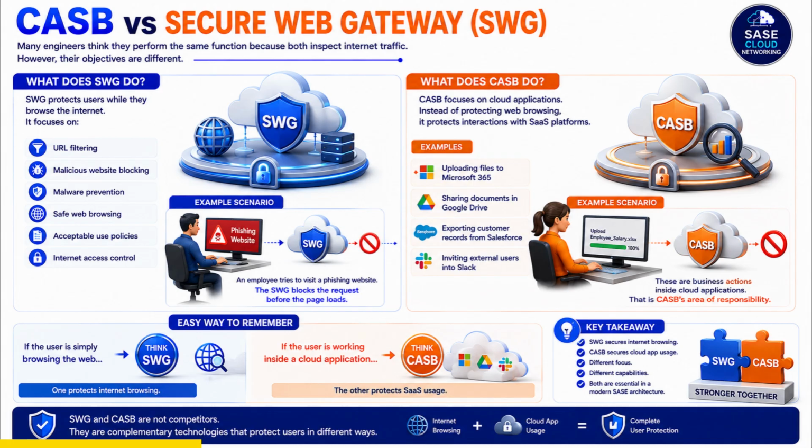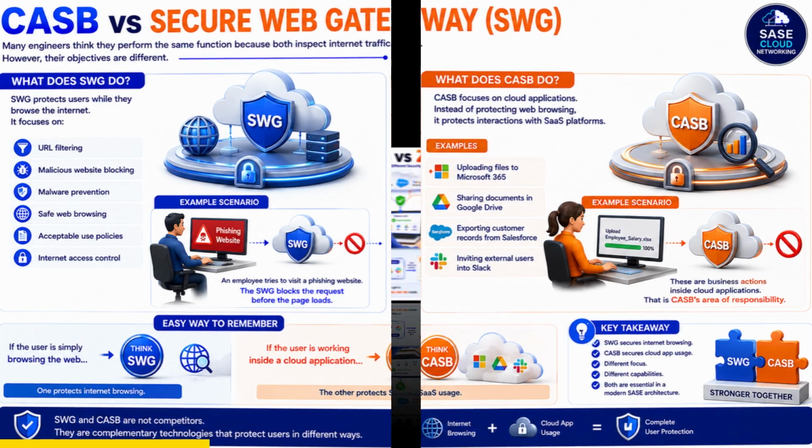Easy way to remember. If the user is simply browsing the web, think SWG. If the user is working inside a cloud application, think CASB. One protects internet browsing. The other protects SaaS usage.